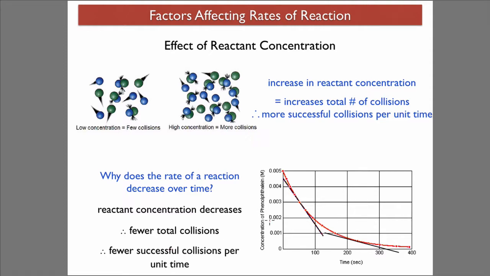So here, you've got, say, a concentration of 0.005. The reactant particles will be hitting each other far more often than over here when you've only got 0.001 moles per decimeter cubed of the reactants. And so the rate of reaction here is going to be far quicker. You can see the slope is steeper than down here.